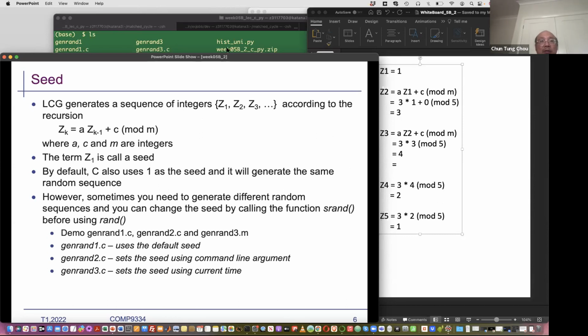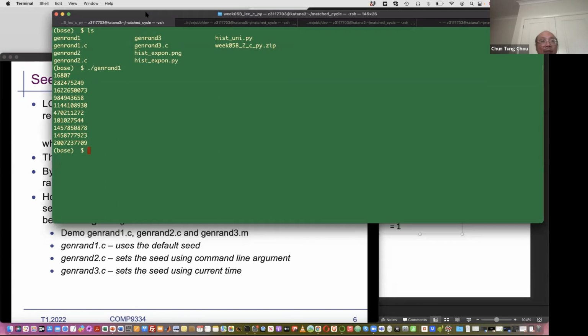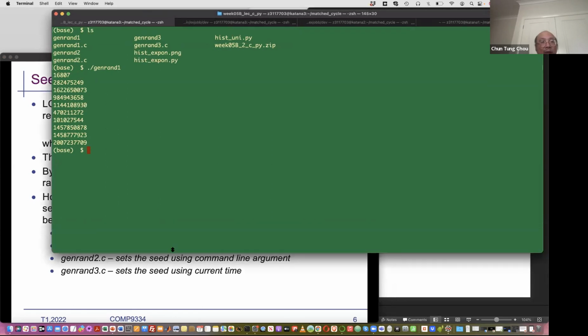Just to demonstrate that, earlier I generated these 10 random numbers. Now I'm going to call the program again. And what you see is, it's giving me the same random numbers. Each time you start the random number generator in C, it starts with the seed 1. So that's why each time you start the program, you get the same set of random numbers. But that's not very useful.